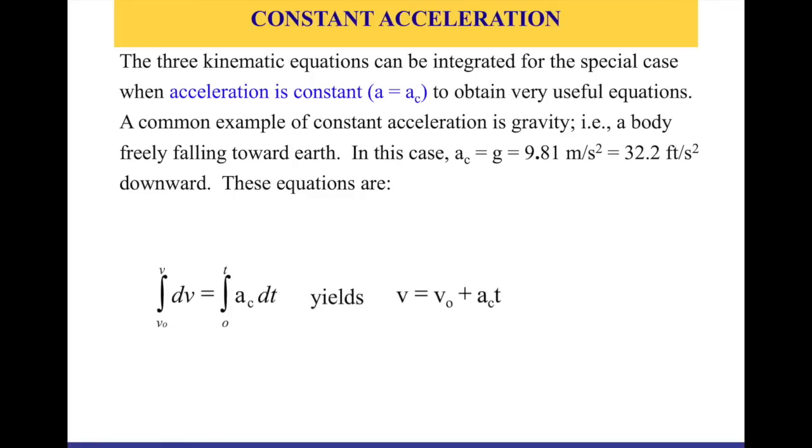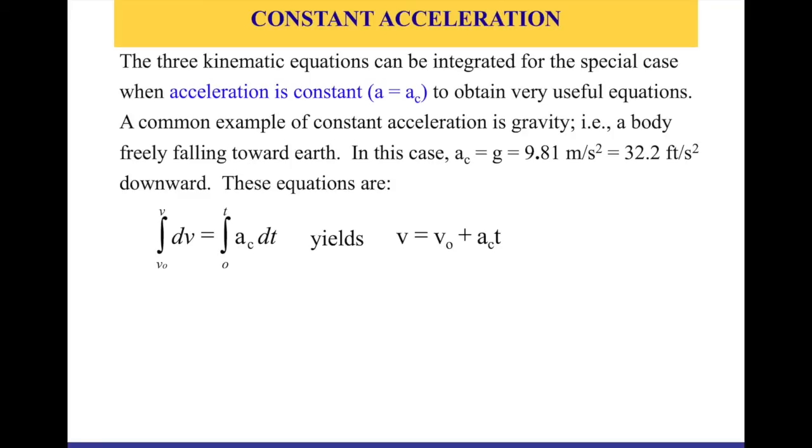For example, if I would like to find the velocity as a function of time, you can integrate dv equals a_c dt, and you will end up with the final velocity equals the initial velocity plus a_c t. I'm adding a_c, which means that it's a constant acceleration, multiplied by t, assuming we have initial velocity v0 at time equals 0. So this is a very useful formula to obtain velocity as a function of time.